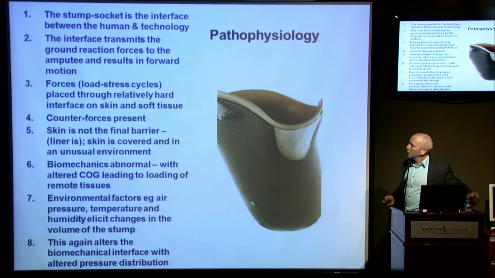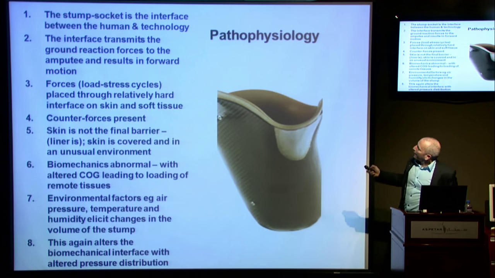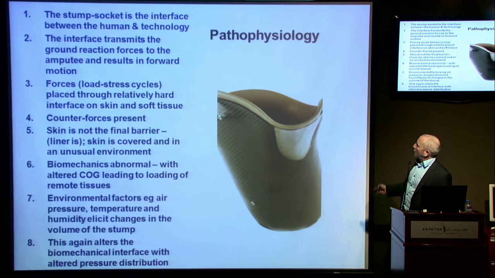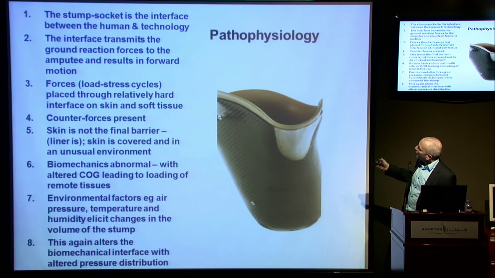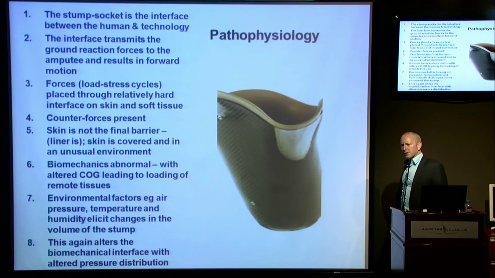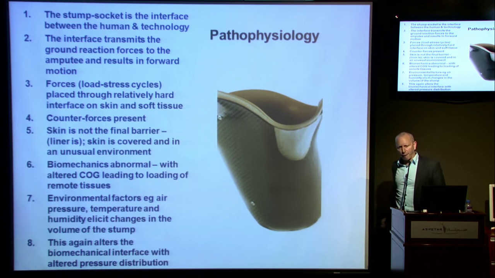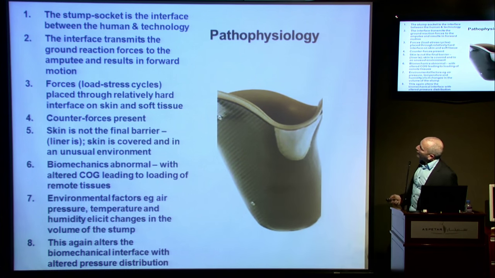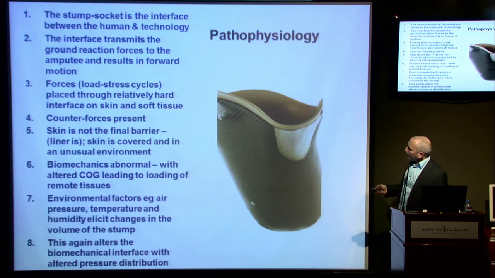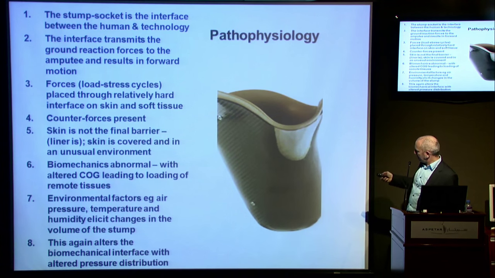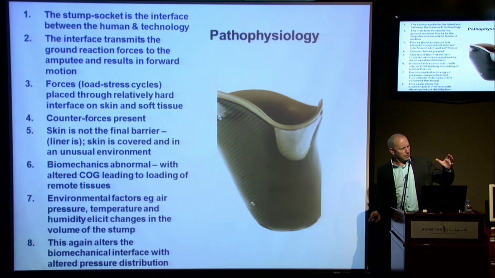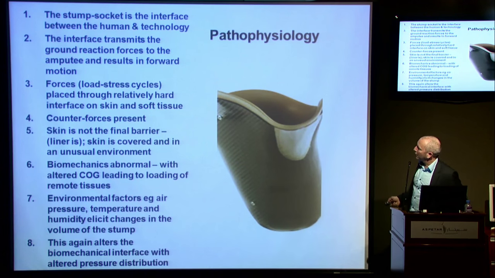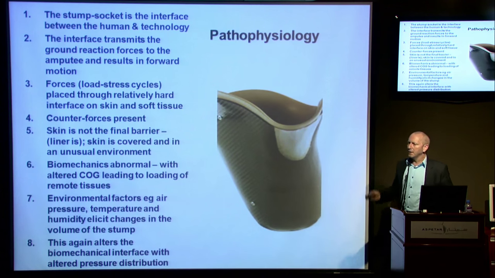But this is the most important slide that I'm going to show you. And to understand why there are problems, you need to understand this particular slide. So here you have a socket, and we know that the stump fits into the socket. This area here is the interface between the human being and the technology that they're going to be using. This interface transmits the forces from the ground, the equal but opposite forces going from the ground in reaction through to the human being again, and these forces result in the forward motion. So these load stress cycles are placed through a relatively hard interface. In fact, I saw a soft socket for the first time the other day, so they are changing, but this is a relatively hard interface on the skin and soft tissue.